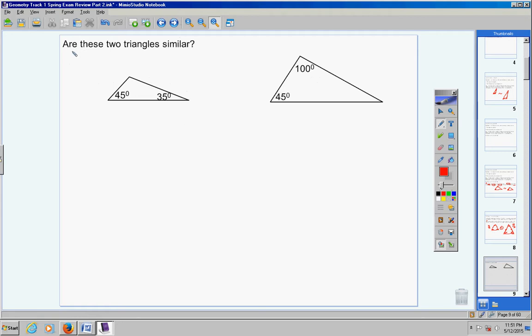I'll give you just a second. Please copy this in your notes. Are these two triangles similar? Please copy this in your notes.